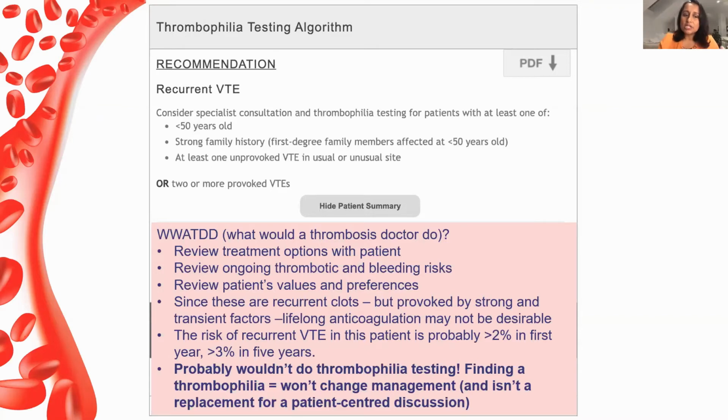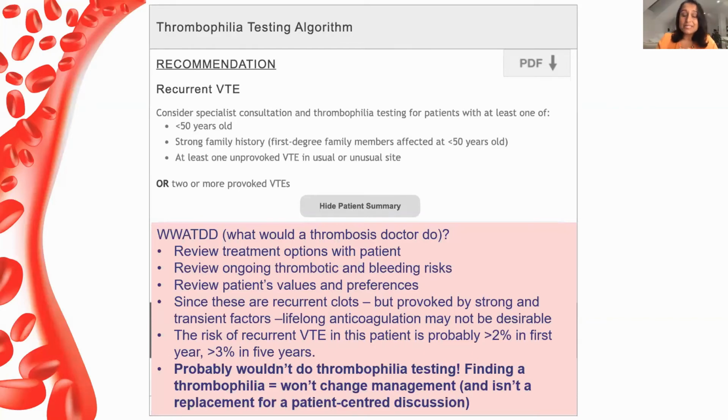Now, our retired teacher has had 2 provoked VTEs, but as Dr. Hebert mentioned in his talk, these provoking risk factors are pretty strong, and they're also pretty transient. So hospitalization with bed rest and acute illness, and an unrepaired hip fracture. So what's the risk of recurrent clot? Probably about 2 to 3%.